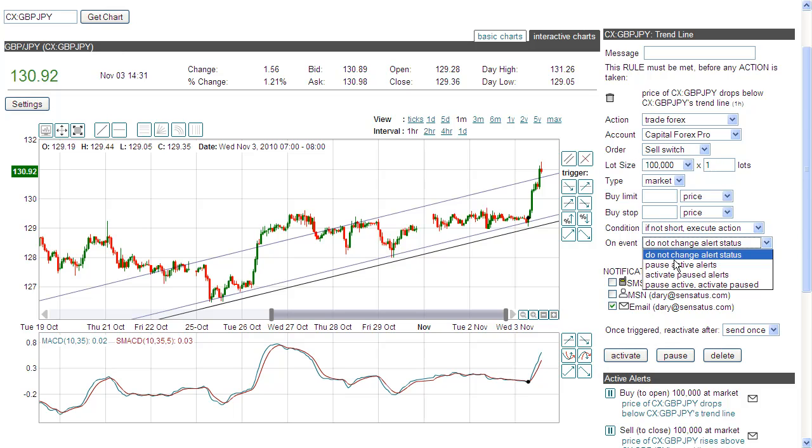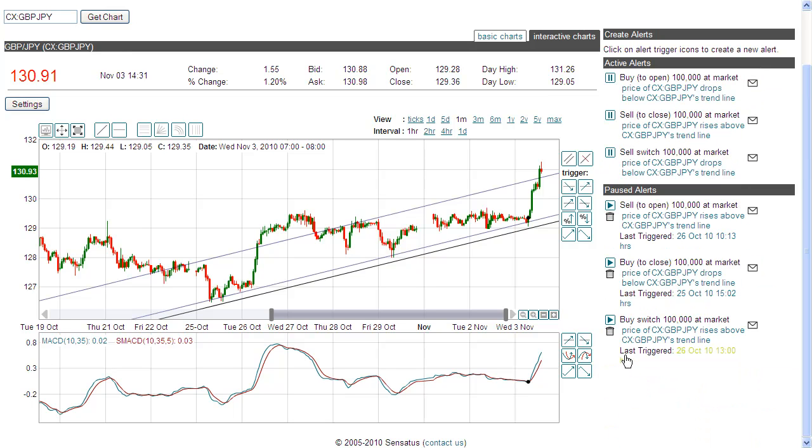So in this instance, I want to then pause all of the active alerts that will be running, and I want to activate the paused MACD alert. And I only want this to happen once. So I'm going to pause the active and activate then a MACD alert that I'm now going to create. Okay, I'm just going to delete these old alerts.